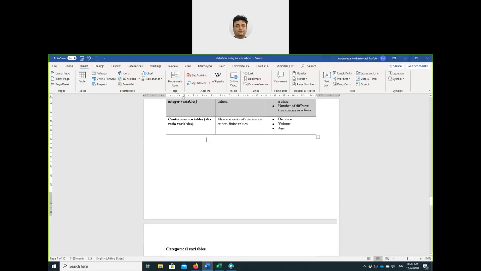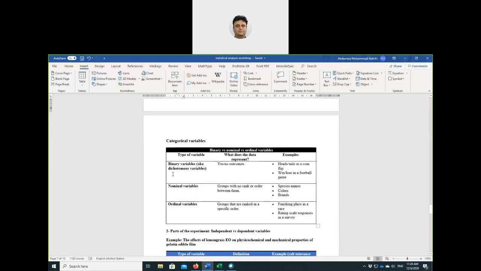And if we have categorical data, we have three different types: binary or dichotomous variables, such as yes or no, head or tail, win or loss. This is just two options in the binary variable. Or we have nominal variables, with no rank. For example, gender, species names, colors, brands. These are categories.